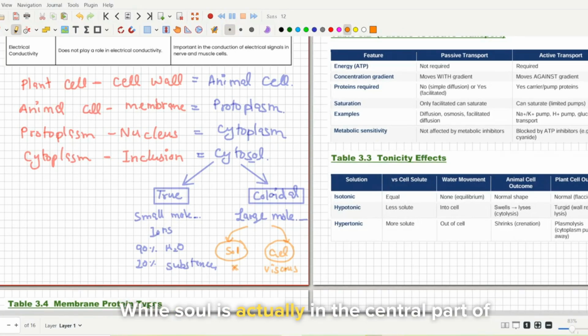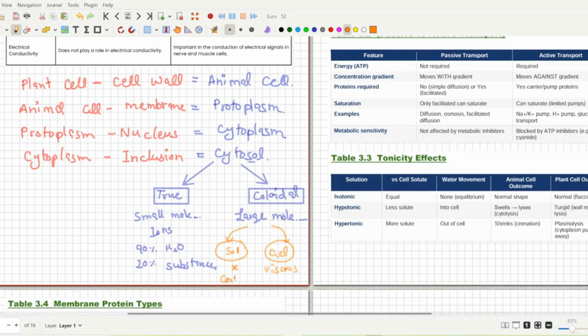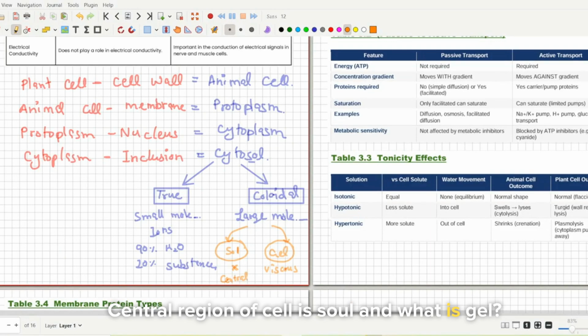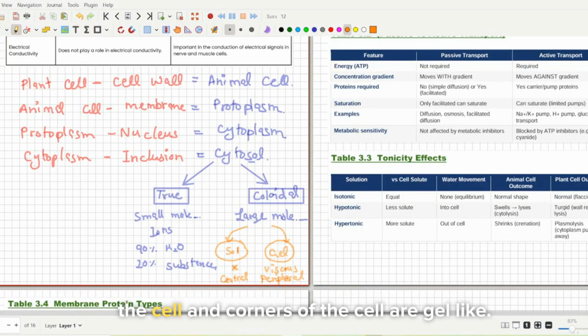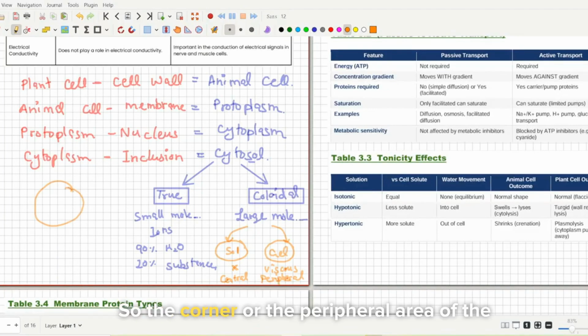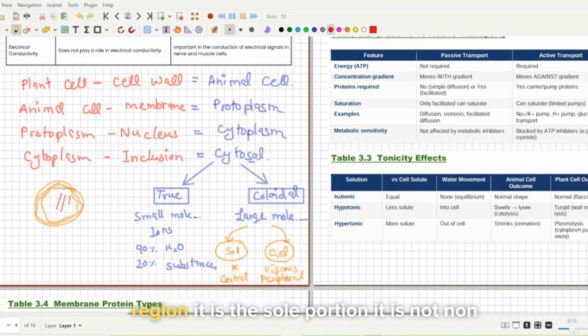Sol is actually in the central part of the cell. Central region of cell is sol. And what is gel? Gel is present in the corners of the cell, or you can say in the peripheral area. The corners of the cell are gel like. If you draw a cell here, the corners or the peripheral area of the cell is just like gel. It is viscous, it is jelly like. And this is the central region, it is the sol portion. It is non-viscous and it is not a gel like structure at all. So these were the two parts of colloidal solution that we discussed here.